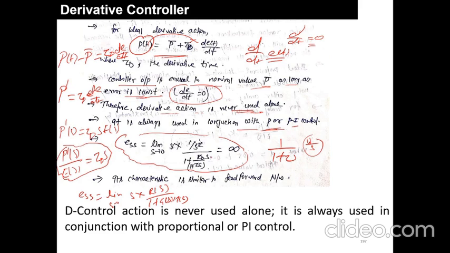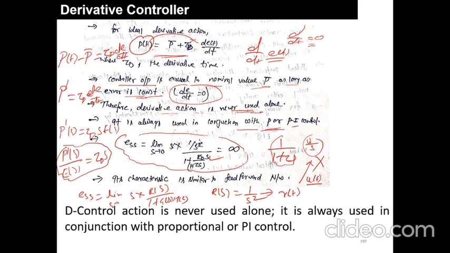So tau d s is the controller, and 1 upon 1 plus tau s we have taken as the system dynamics. You can see here we have taken R(s) equal to 1 upon s squared. It means here we have taken r(t), the ramp function, not u(t).